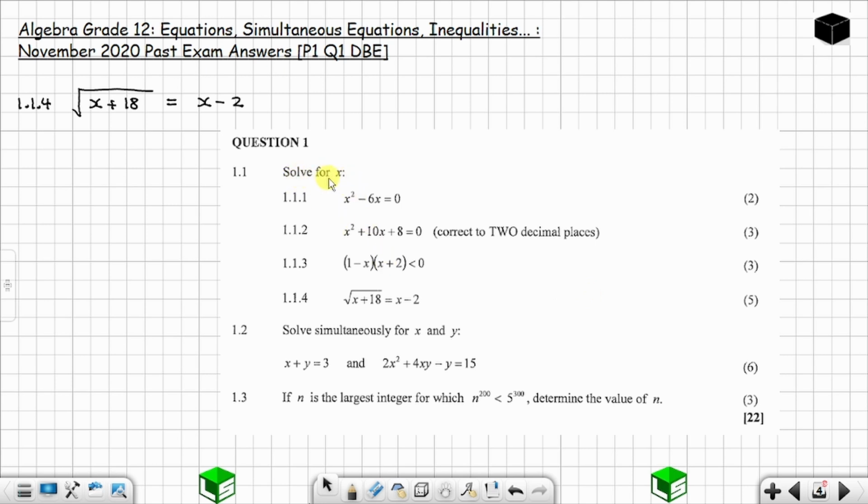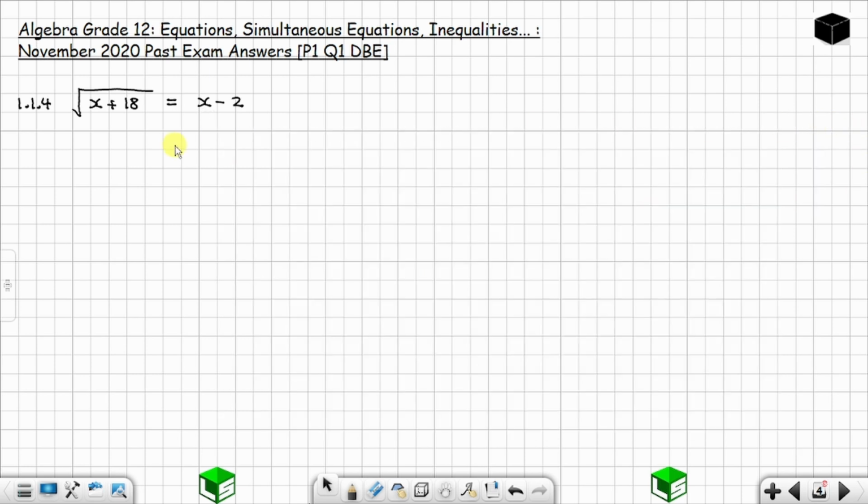Okay, solve for x. 1.1.4. This is the question. The square root of x plus 18 is equal to x minus 2. Let me close this. To solve for x, what you have to do first is to get rid of the square root sign. Can you see the square root sign? How can you get rid of it? You need to take the square of this.